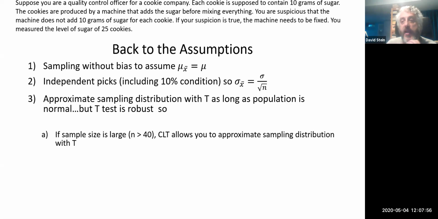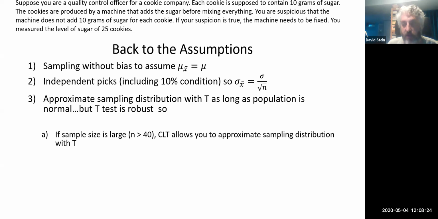So here's what we're going to say. If the sample size is large, and these are your textbook's numbers, there's, again, nothing magic behind these, okay? But he says if n is bigger than 40, then the central limit theorem says that we can just use the t distribution for the sampling distribution. So if I had a large sample size, I would say something like, I don't know the shape of the population, but with such a large sample size, I can approximate the sampling distribution with t.